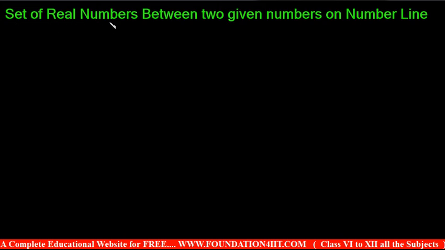Set of real numbers between two given numbers on a number line. When the number system gives real numbers between two given numbers, how do we represent them on the number line? Let us see with example sums. For example, the first one: we need to represent this on the number line.